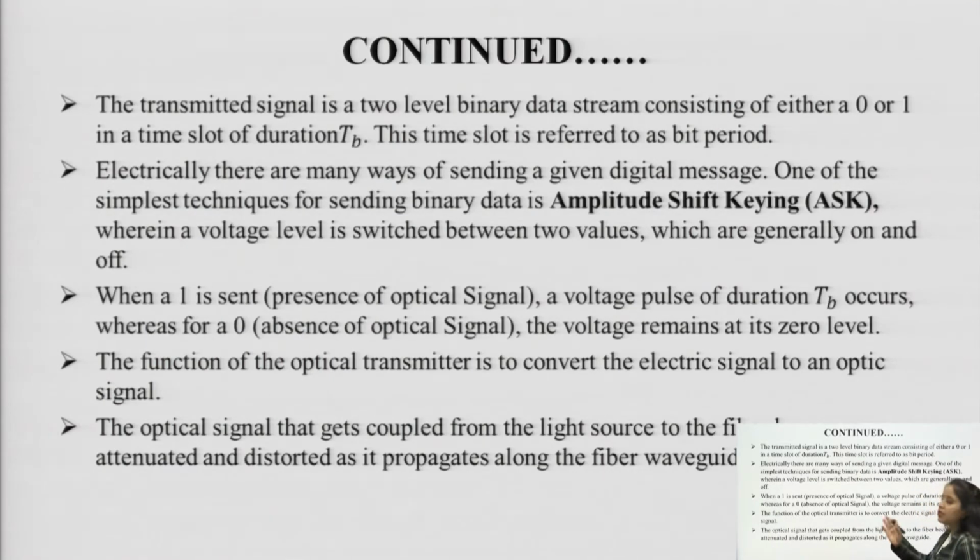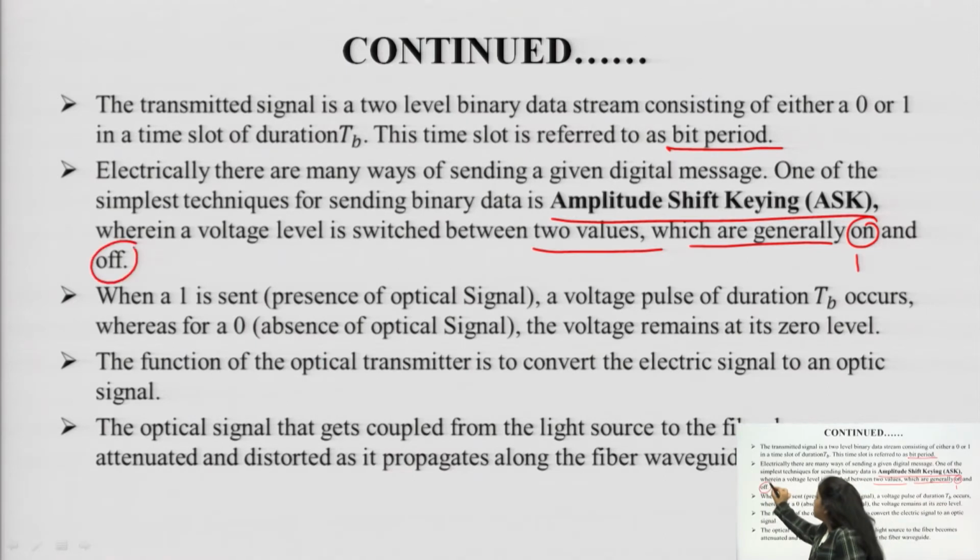Now, continuing on this, of course, the same thing what I have told you is written here in subjective form. The transmission signal is a two-level binary data, that is our 1 and 0, consisting of either a 0 or a 1 in a time slot that is shown here, that is equal to TB. This time slot is also referred to as the bit period. Electrically, there are many ways of sending a given digital message. One of the simplest techniques used here is amplitude shift keying or ASK, wherein a voltage level is switched between two values which are generally on and off. So, on means 1 and off means 0.